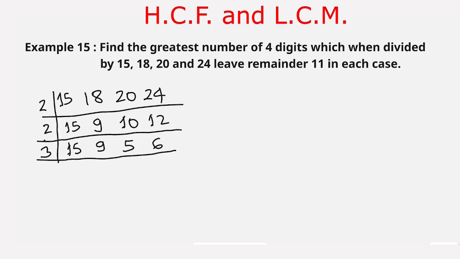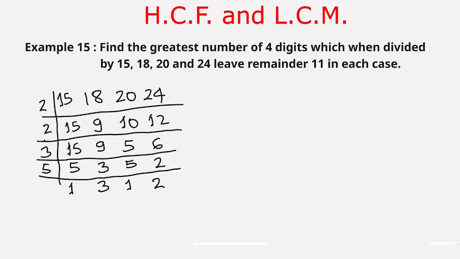Now there are 3 numbers divisible by 3. So we divide it by 3. 15 when divided by 3 gives us 5. 9 when divided by 3 gives us 3. 5 we carry as it is, and 6 when divided by 3 gives us 2. Now we divide it by 5. 5 when divided by 5 leaves 1. We carry 3 as it is. 5 when divided by 5 gives us 1, and we carry 2 as it is.